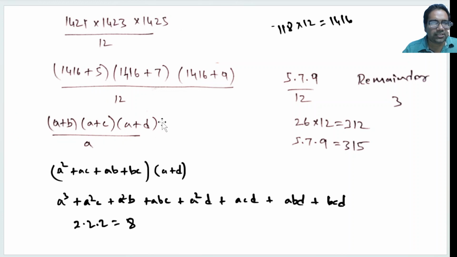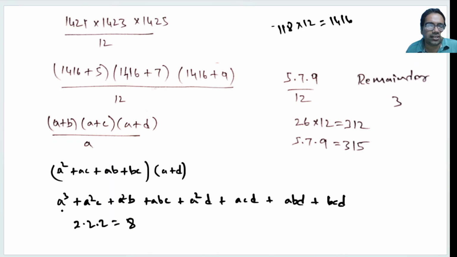Right, what is this multiplication? (A plus B) into (A plus C) into (A plus D). This multiplication will have three terms, right? If we expand this, we get this one. There are eight terms here, right? One, two, three, four, five, six, seven, eight.